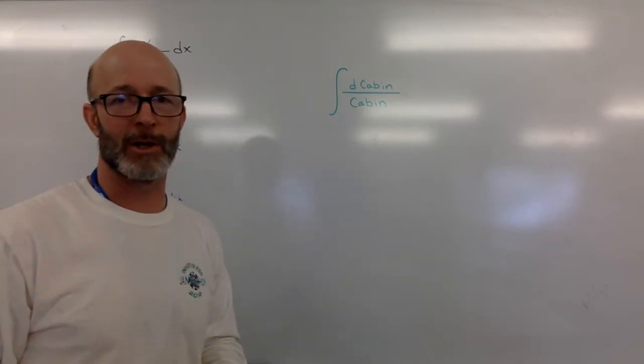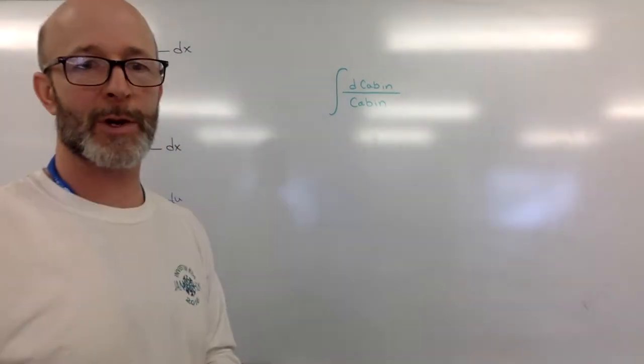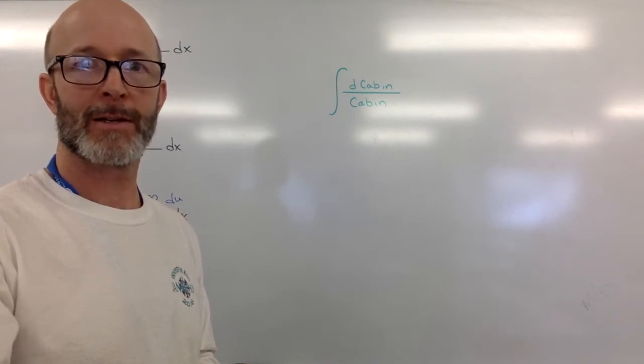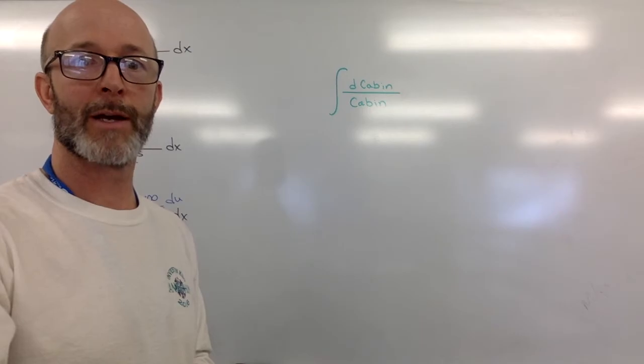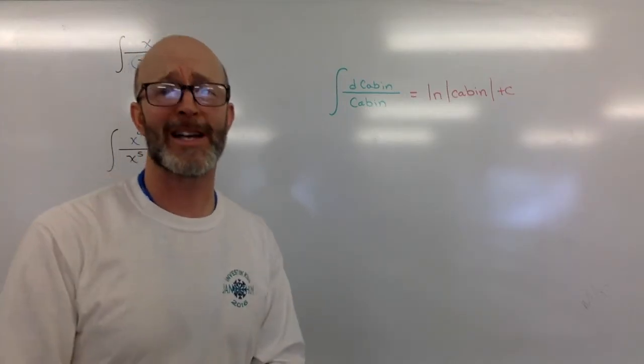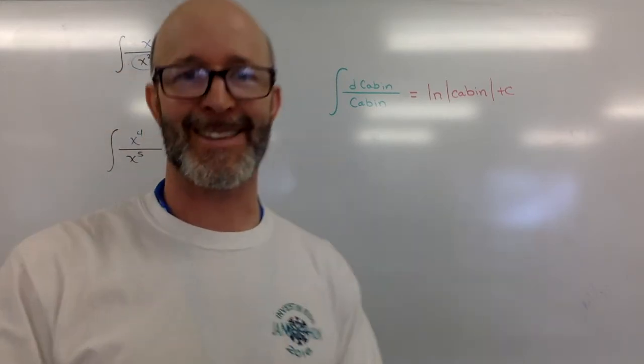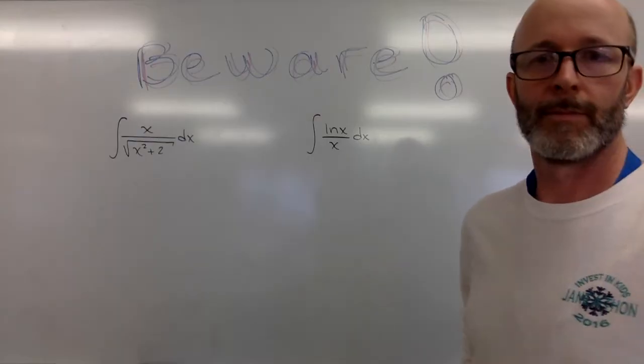What would be the integral of d cabin over cabin? 3, 2, 1. Oh, isn't that glorious? It's a log cabin by the sea. Doesn't that sound so romantic?